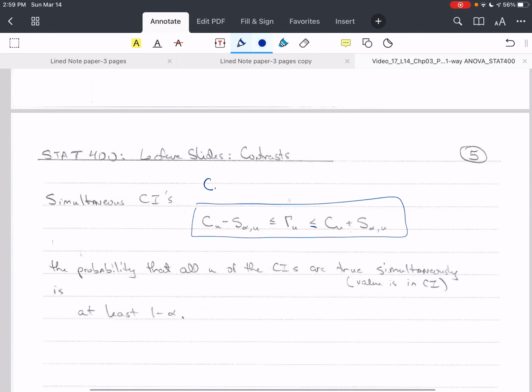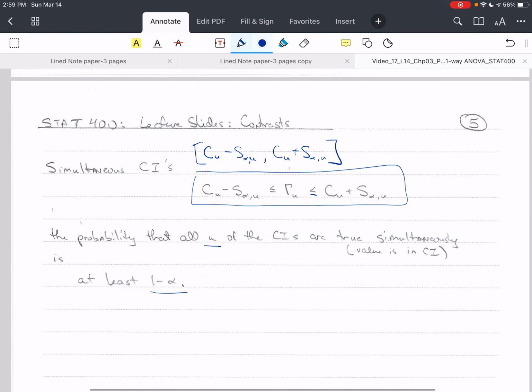The other way to write it is C sub u minus S sub alpha u, comma, C sub u plus S sub alpha u, as an interval. And again, the probability that all M of the confidence intervals are true simultaneously is at least 1 minus alpha using Scheffé's method.